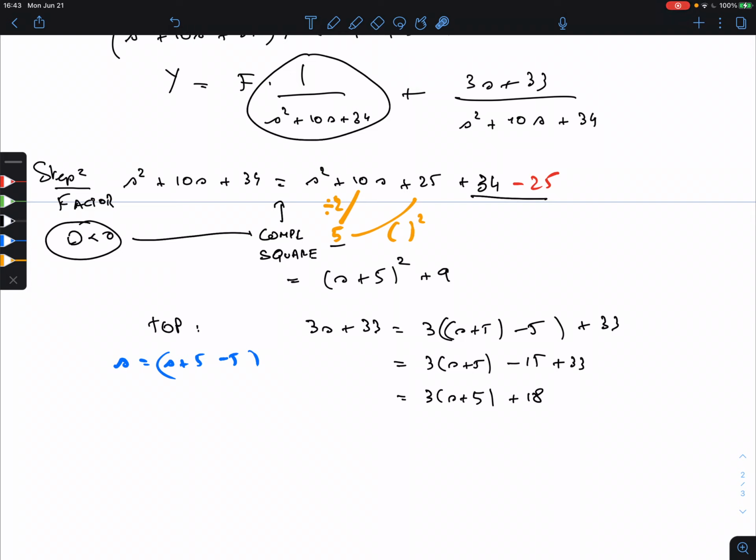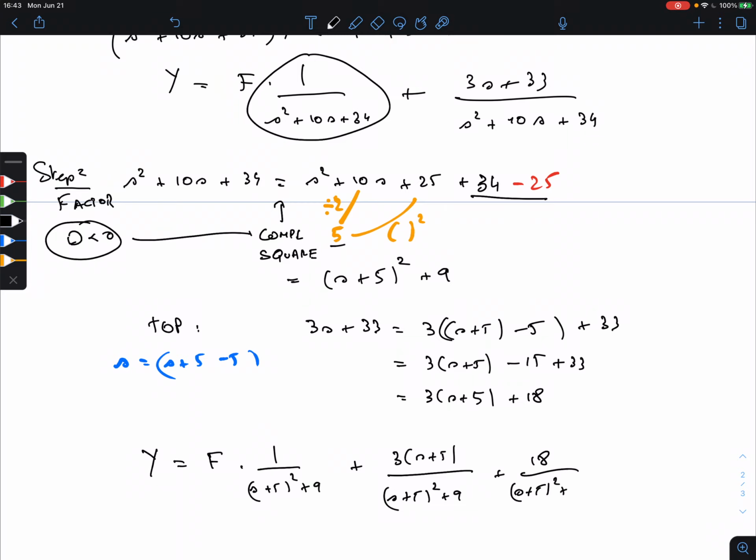Okay. So let me copy what I have. Y is capital F, and then this is the partial fraction s plus 5 squared plus 9. There's a times. And here we have the partial fraction. And we're going to split this now. 3 times s plus 5 squared plus 9 plus 18 over s plus 5 squared plus 9.